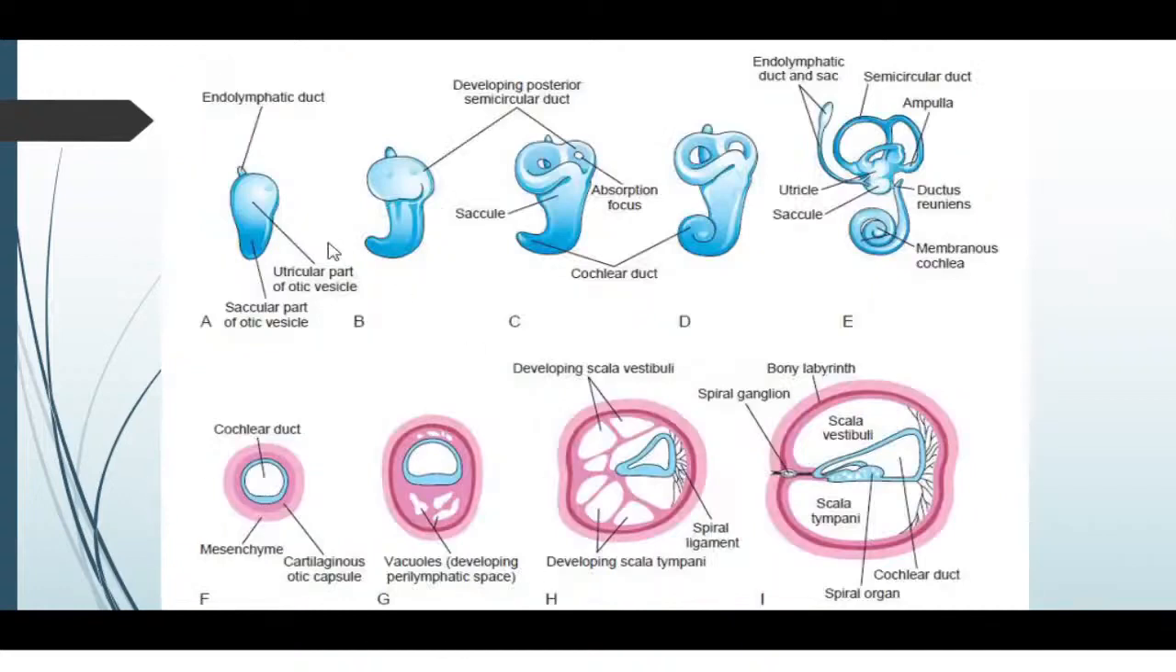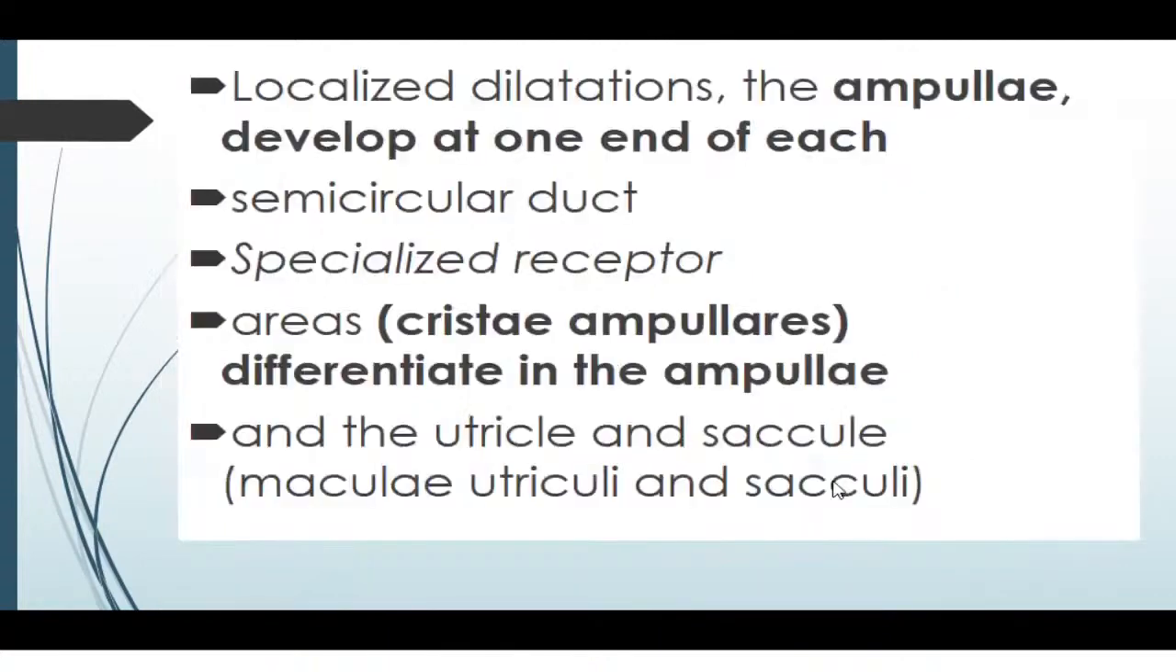And we have seen how it forms: the endolymphatic duct, cochlear duct, sacculus, utriculus, and the cochlear ducts spiralized inside the bony labyrinth, forming the membranous labyrinth. Localized dilatations, the ampullae, develop at the end of each semicircular duct, forming specialized receptor areas, the crista ampullaris, in the reach of extension of the semicircular canals. Differentiation occurs in the ampulla, and in the utricle and saccule to form the macula utriculi and macula sacculi. The macula is also a special receptor.